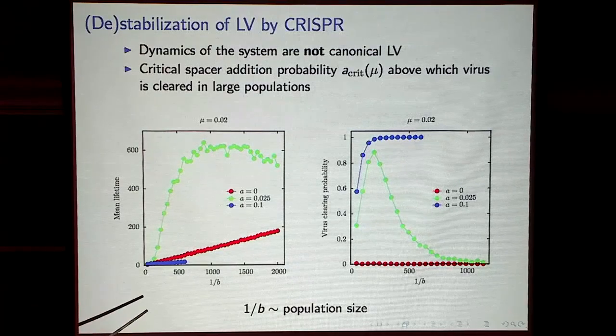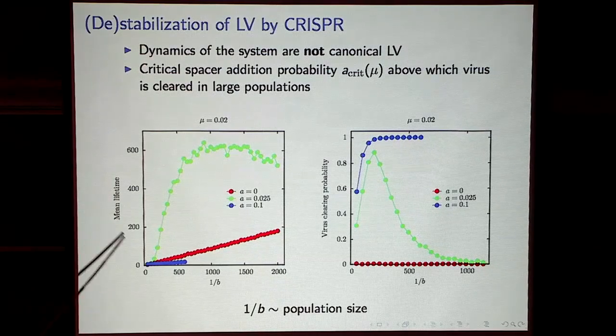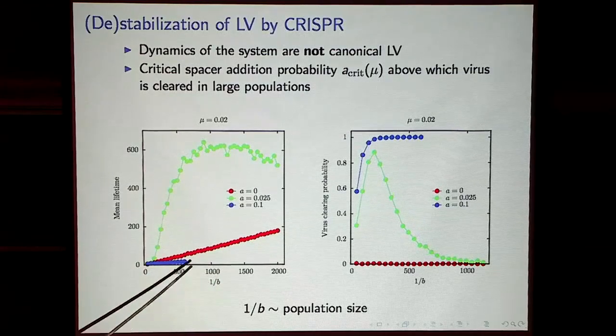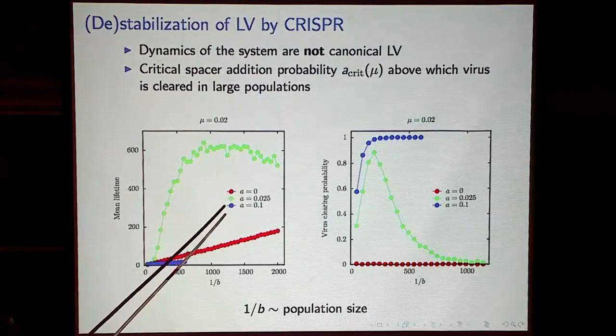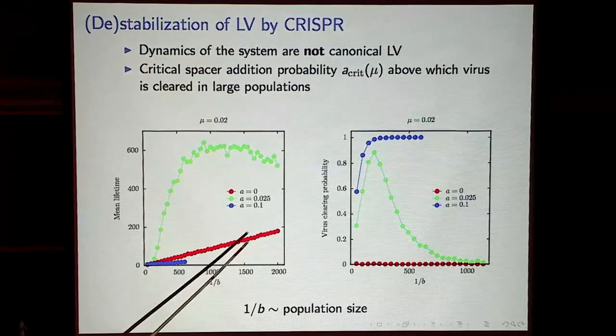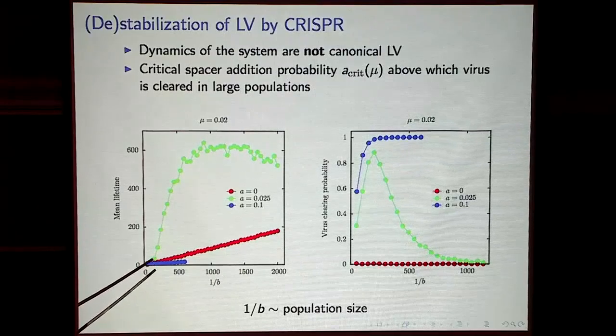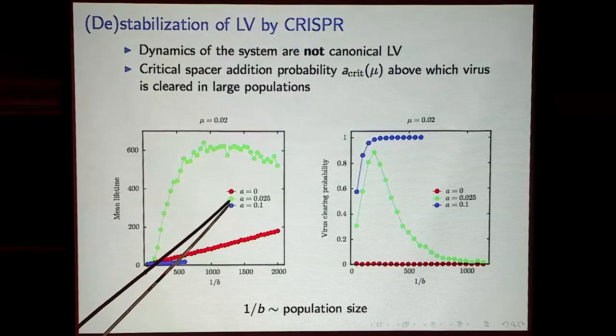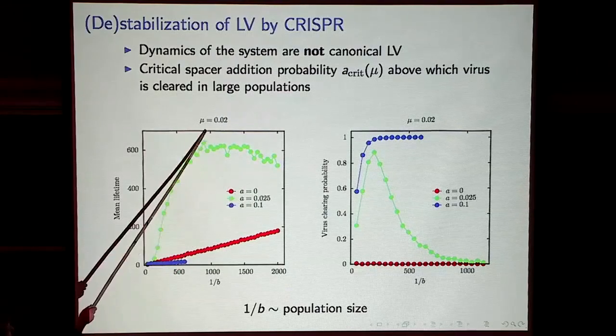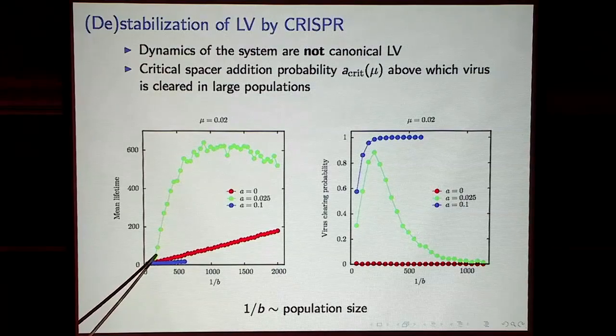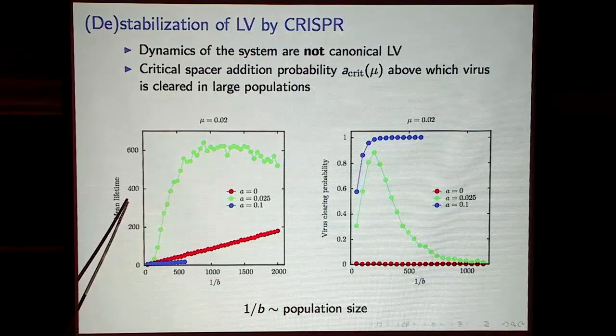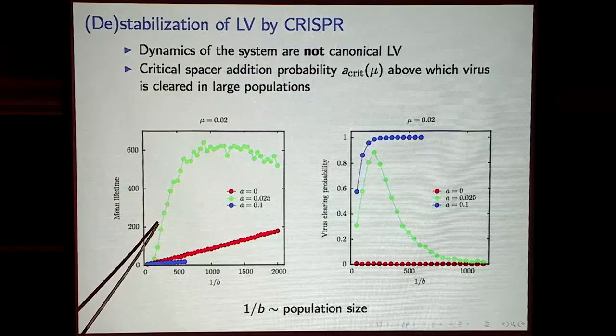So it's been shown that for a Lotka-Volterra system with fluctuations, with a finite population size, there's a stochastic extinction, and the mean lifetime of the system scales linearly with the population size. Remember, the population size was inversely proportional to this encounter rate, and when the addition probability is zero, that means there's no CRISPR, and it would just confirm what other people have found. However, when CRISPR is operative, when there's some addition and some mutation rate, initially for small populations, CRISPR stabilizes the system, so there's much longer coexistence of virus and host in the system.